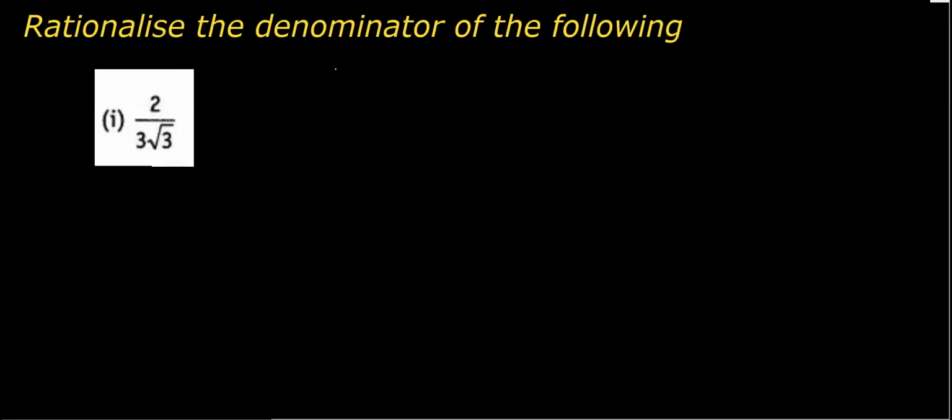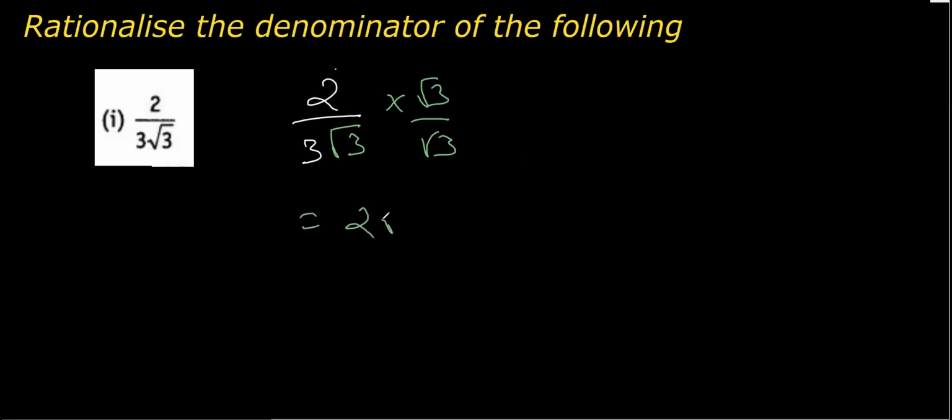For that, what you have to remember is, let's say, for example, our question is 2 over 3 root 3. The irrational part of this is under root 3. So we can clearly see that the rationalizing factor over here is under root 3. So we'll be multiplying by root 3 and at the same time dividing by root 3.